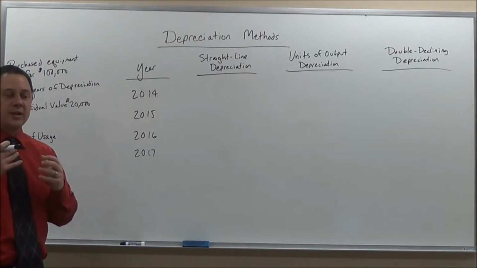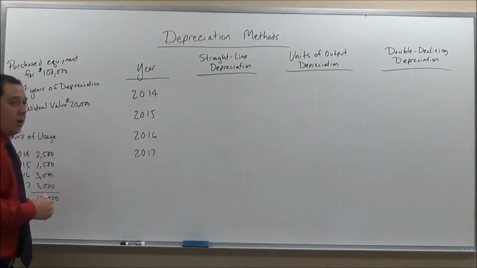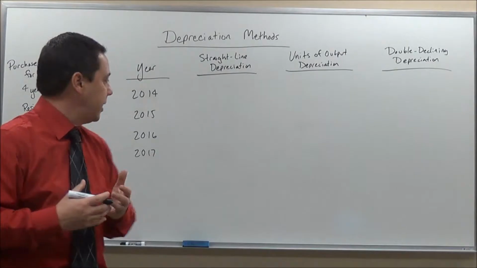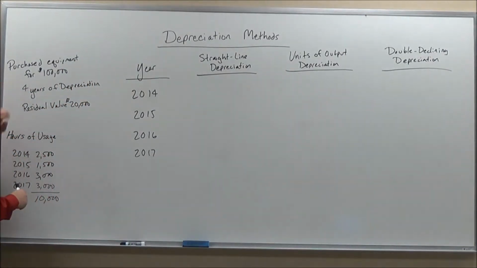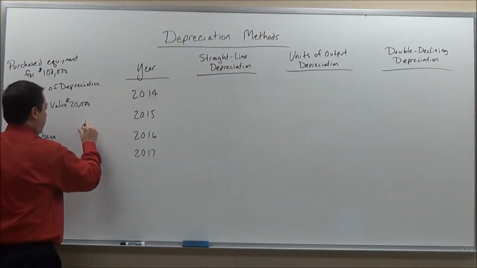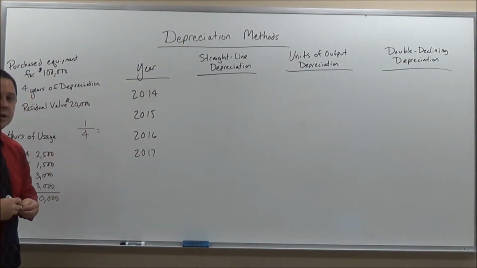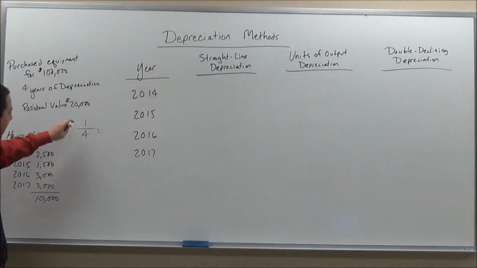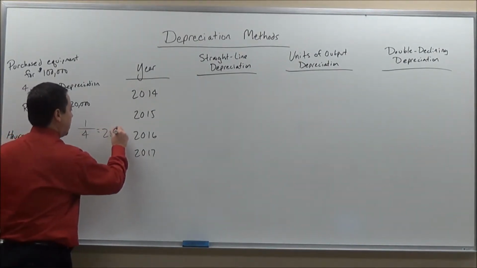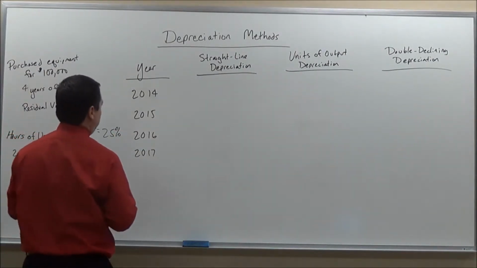Alright, so let's figure out the depreciation for the straight line depreciation. One of the things I want to figure out is the percentage of depreciation per year. So to figure that out, you basically just take a 1 and put it over the number of years. As you can see here, I have 1 over 4, the 4 years of depreciation. So that means I'm going to do 25% per year.